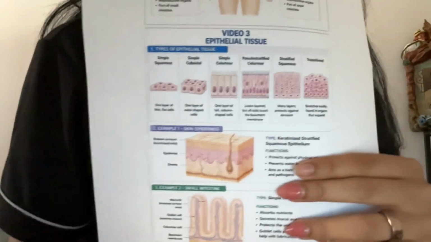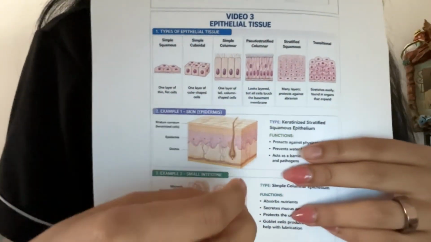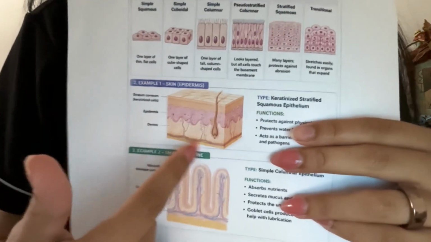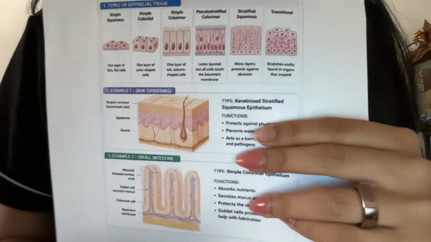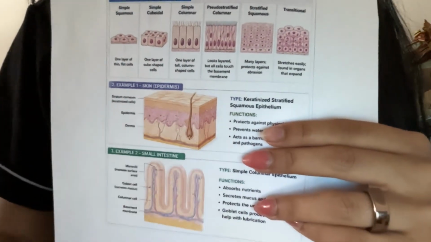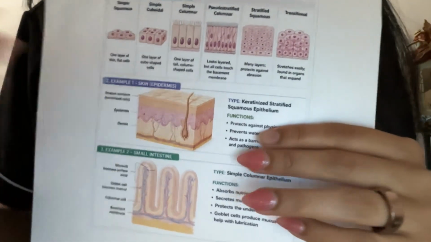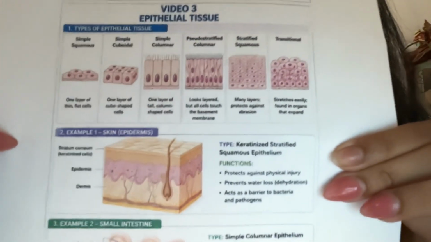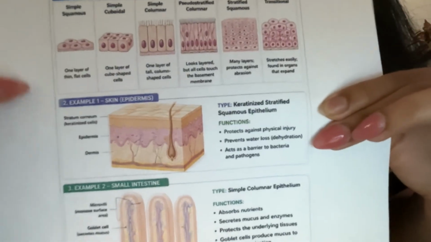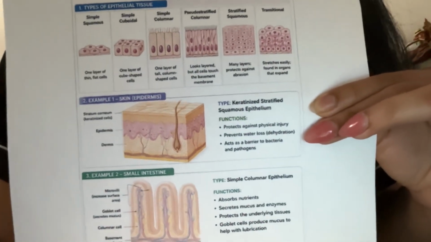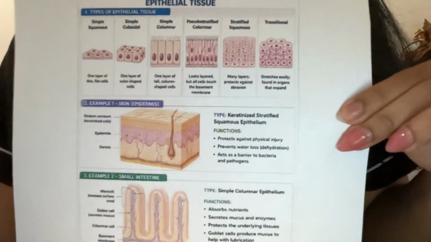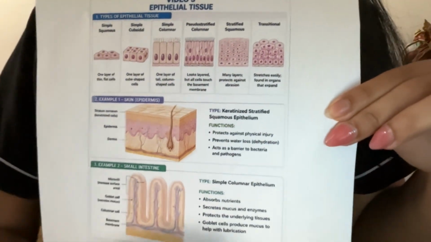Some of the functions of epithelial tissue are, first, protection, for example, like the skin, that protects us from physical injuries, bacteria, viruses, and excessive water loss. Another function is absorption. Epithelial tissue lining the small intestine absorbs nutrients from the digested food. The third function is also secretion, which helps us with digestive enzymes.